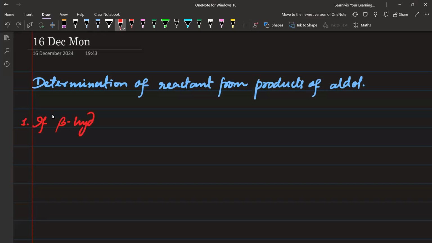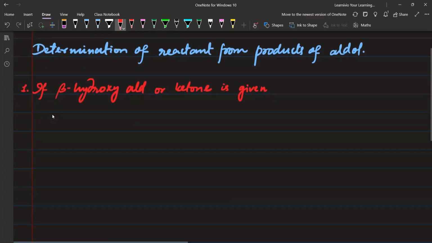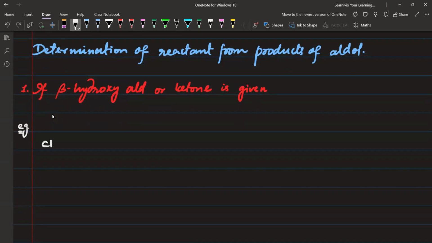Number one: if a beta hydroxy aldehyde or ketone is given, then how do we proceed? I hope you remember what a beta hydroxy aldehyde or beta hydroxy ketone is. For example, you are starting with CH3, CH2, CH, OH, CH and CH3, and then CH.